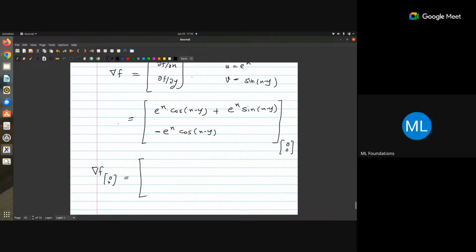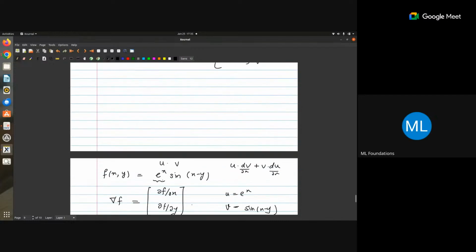Now if I substitute the values 0 here, e to the power 0 is 1, cos of 0 is 1 here also. Sine of 0 is 0, right? So basically you will get 1 here, and here minus 1. Cos of 0 is 1 and e to the power 0 is 1, so you'll get minus 1. So this gradient is 1, minus 1. Okay. We have found out whatever required things are there.